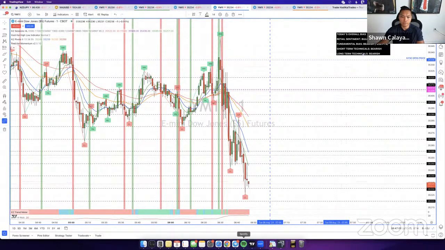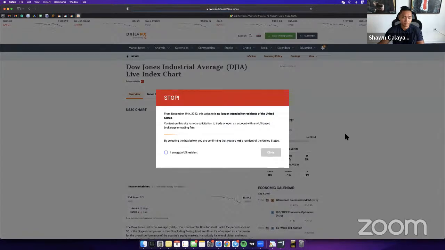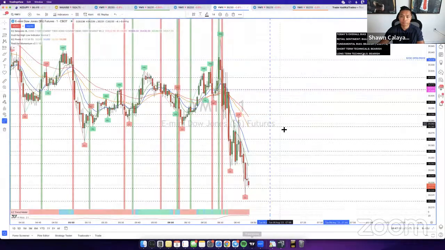The only difference here is retail sentiment, which is kind of high right now. All right, it's at 73 now. It still hasn't really changed too much. This price continues to move along.